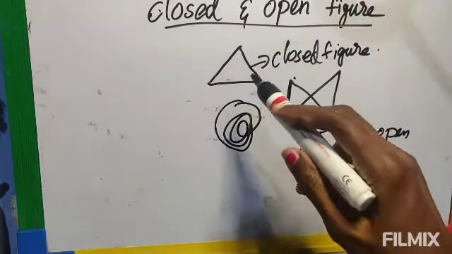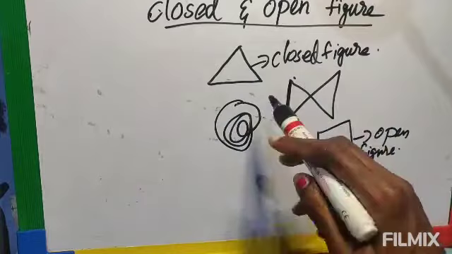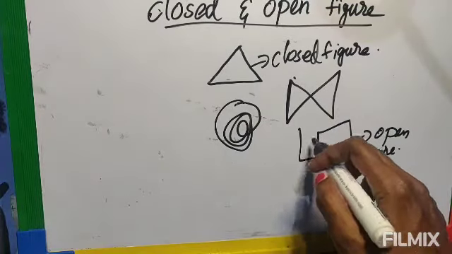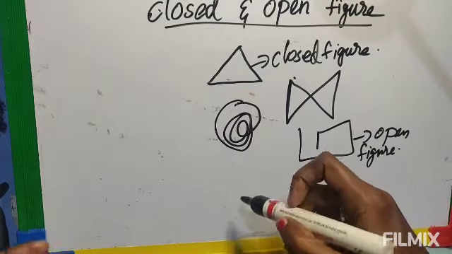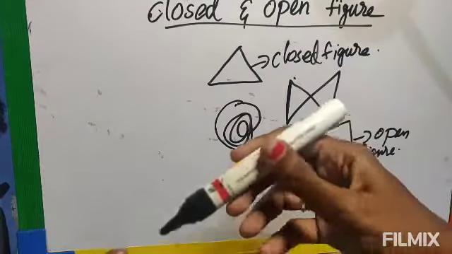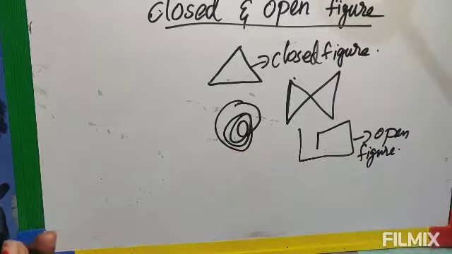If it is starting and ending at the same point, that is a closed figure. If the starting point is different and the ending point is different, that is an open figure. Again, in closed figures there are different types. Let's see what they are.